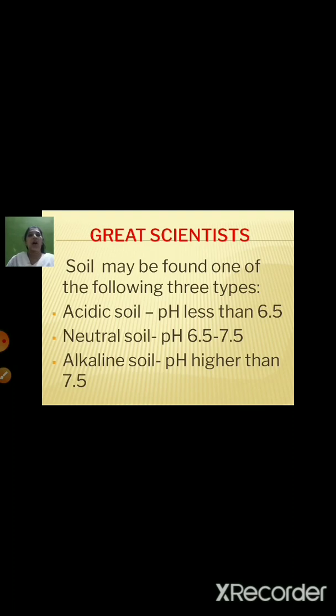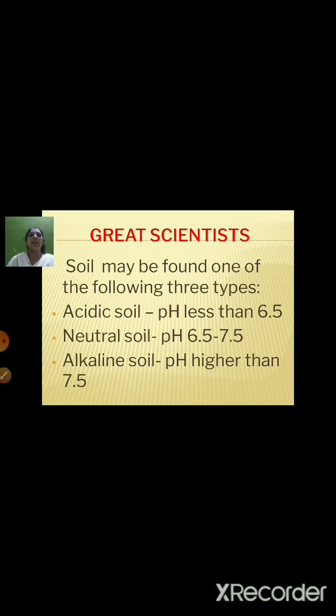So the soil, according to that, can be found of three types. If it is an acidic soil, then its pH will be less than 6.5. If it is a neutral soil, then its pH should be 6.5 to 7.5. And if it is an alkaline soil, then the pH should be higher than 7.5. So according to the pH, the soil is of three types.